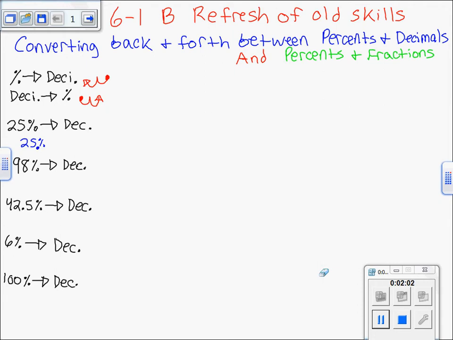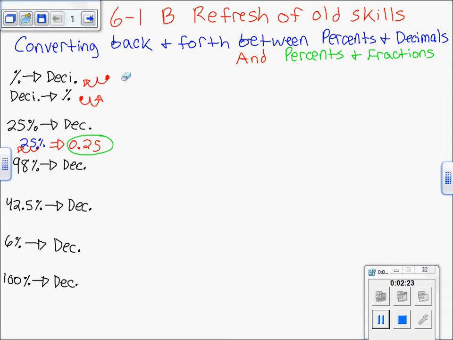So 25%, the decimal's at the end of it. Up here, we learned that going from percent to decimal, we go 2 decimal places to the left. So that's what we're going to do. We're going to move 2 decimal places to the left. You notice the decimal's in front of the 2 now. So that's going to equal 0.25. And that's going to be our decimal equivalent to 25%.